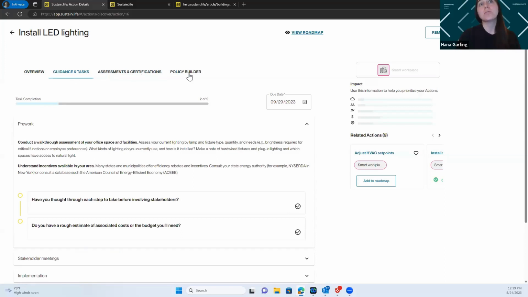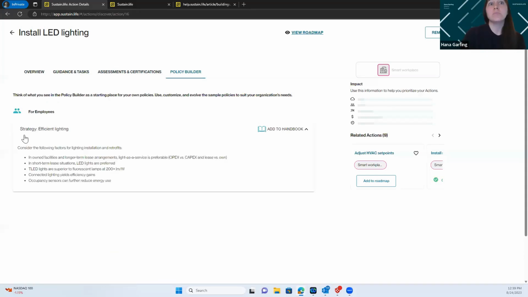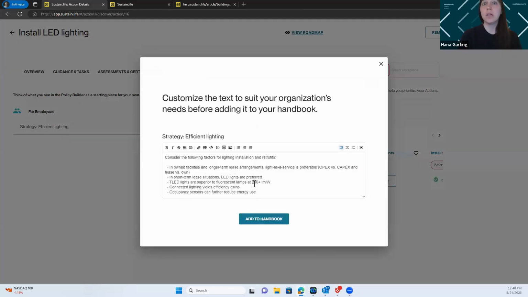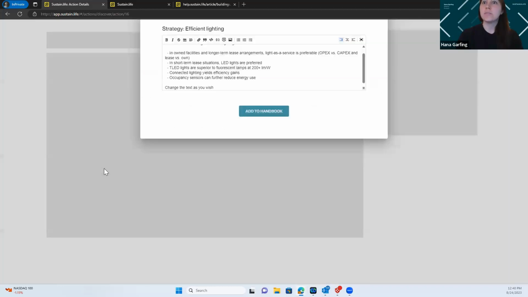The other thing that I'm going to show you for the action here is actually around policy builder. So as I mentioned before, with the environmental stewardship policy and the supplier assessment, we have a lot of content in the platform that is for you to basically take and just easily add to your company handbook or employee handbook. For this particular action, you might want to add some language around efficient lighting. And when you want to do that, we have policies that are linked to specific actions. You can hit add to handbook. You can even change the text as you wish in case you have different things that you want to add here. Say tackling floors 1 and 2 in facility X first, and then tackling the 3rd floor. And then you can add it to your handbook.